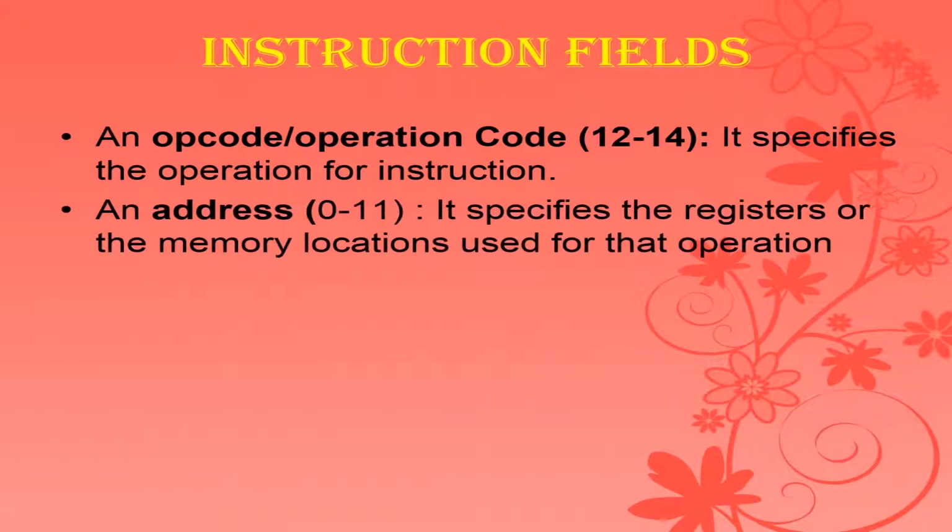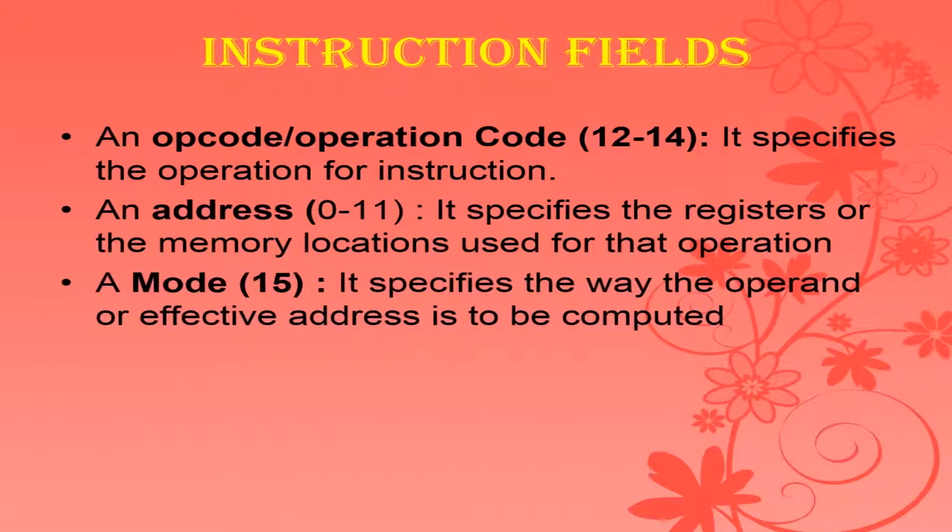An address, bits 0 to 11. It specifies the registers or the memory locations to be used for that operation. A mode, bit 15. It specifies the way the operand or effective address is to be computed. There are other special fields which are used in certain conditions, for example, a shift type instruction field describing the number of shifts.